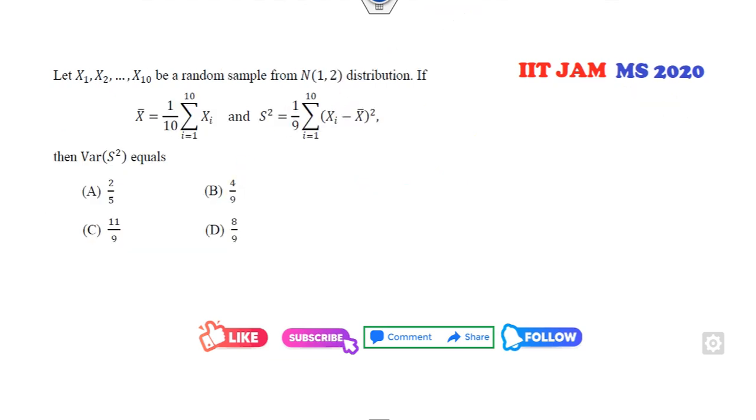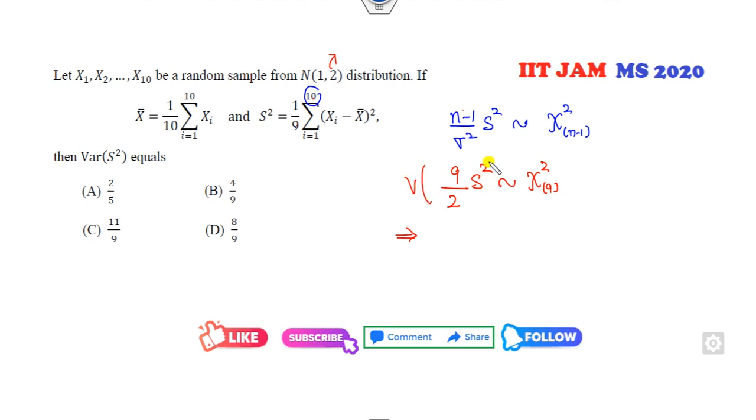Okay, now again it's s square. Fine. So now it's 10, it's n minus 1. So I can write n minus 1 over sigma square times s square will follow the chi-square distribution of n minus 1. So n will be 10 minus 1, 9, sigma square will be 2, so this follows the chi-square distribution 9. Then your target is to find the variance. So I can take the variance on both sides. 81 over 4 variance of s square.